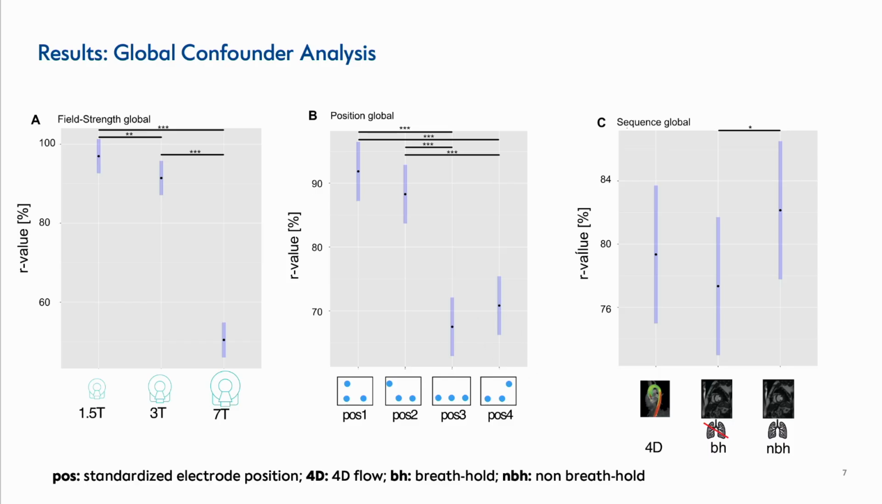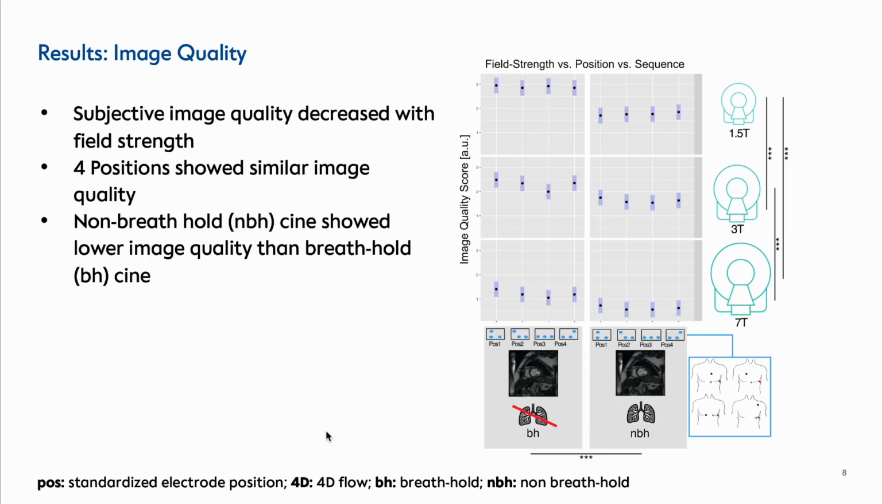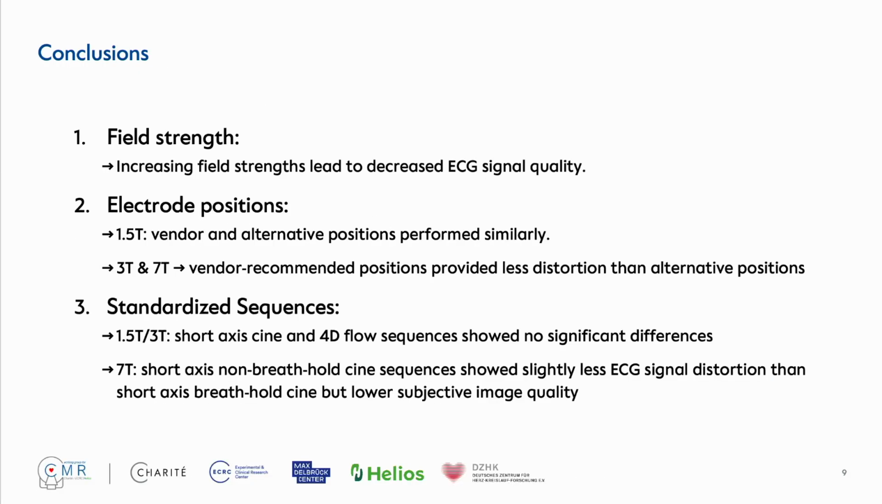We observed significant differences between the sequences only between breath hold acquisitions and non-breath hold acquisitions. This difference was more pronounced in the subgroup analysis at 7 Tesla. For details, refer to the main manuscript. Image quality decreased with increasing field strength, as can be seen on the right. The 4 positions showed similar image quality when compared at a single field strength. We observed a significant difference between breath hold image acquisitions and non-breath hold image acquisitions.